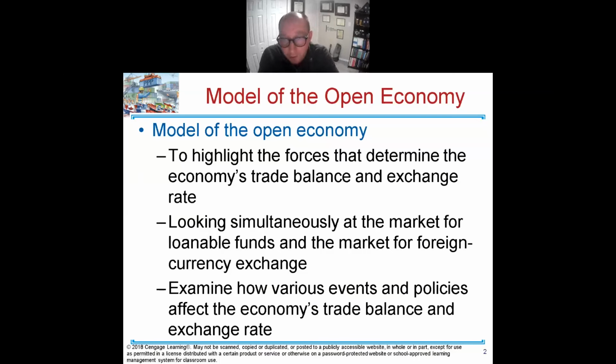As we talked about earlier, the concept of an open economy is the ability to trade internationally. Goods and services traded internationally between two or more countries. That is what we call an open economy. We look at what we call a trade balance, an exchange rate, when we talk about the open economy.